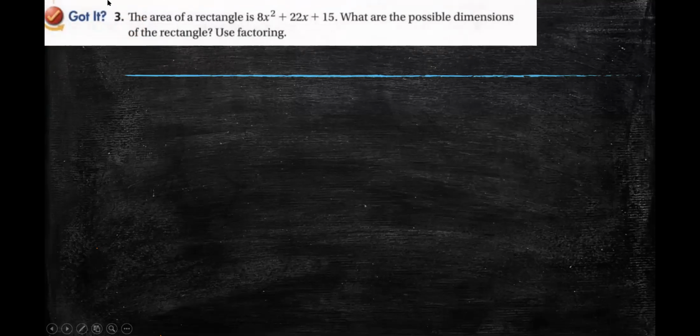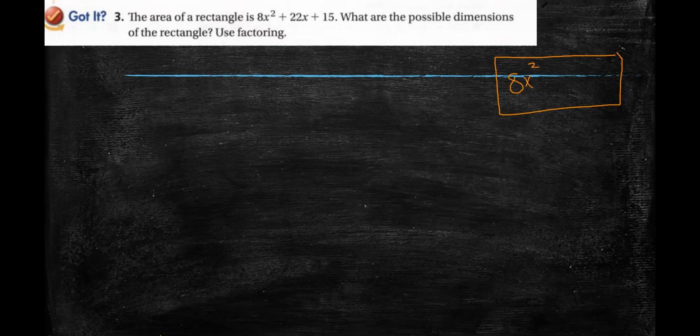Now, the area of a rectangle is 8x squared plus 22x plus 15. What are the possible dimensions of the rectangle? Use factoring. Here we have a rectangle whose area is 8x squared plus 22x plus 15, and they ask me to find the dimensions of this rectangle, the length and the width. How can we find them?